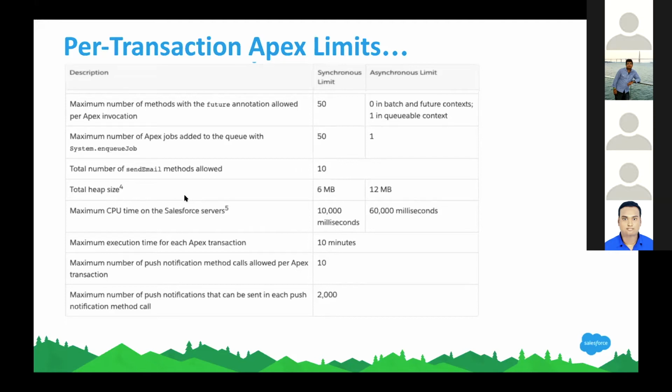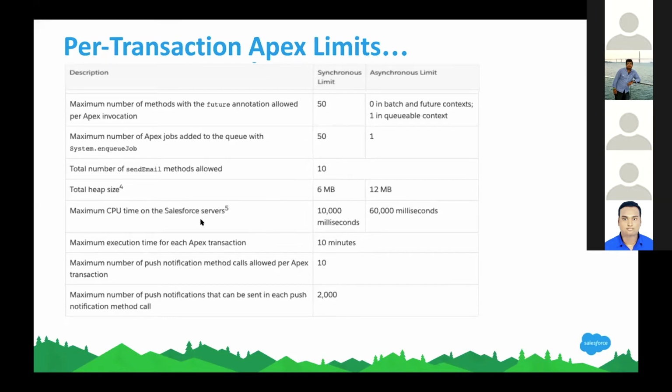And the total heap size is the space that is used in the transaction to store any data that is required for the transaction. For synchronous, you can have only 6 MB, and for asynchronous, you can have 12 MB. And this is one of the important things that we have to note: the maximum CPU time on Salesforce servers. For a synchronous transaction, whenever a transaction is hit, it should be executed within 10 seconds, which is 10,000 milliseconds, and 60 seconds or 60,000 milliseconds for asynchronous ones.